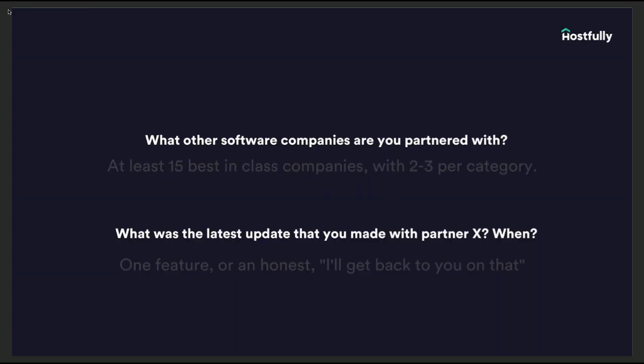The second question is, what other software companies are you partnered with? And again, you're not going in with a checklist of other companies that the one you're asking is partnered with. You're actually going in and asking them, how much does this industry trust you? Do you do business fairly? Do you build software that can be integrated with other companies? If their list of partners is very low, you might be concerned. You should be concerned. The same thing is, what was the last update you made with that partner? And if the person doesn't know it off the top of their head, that's okay.